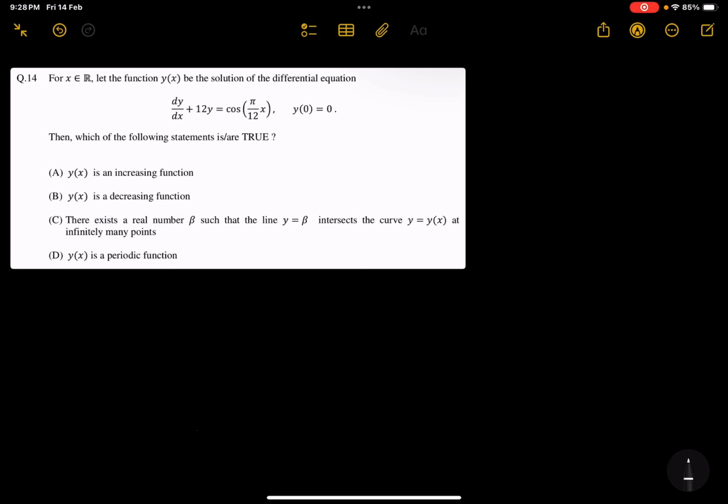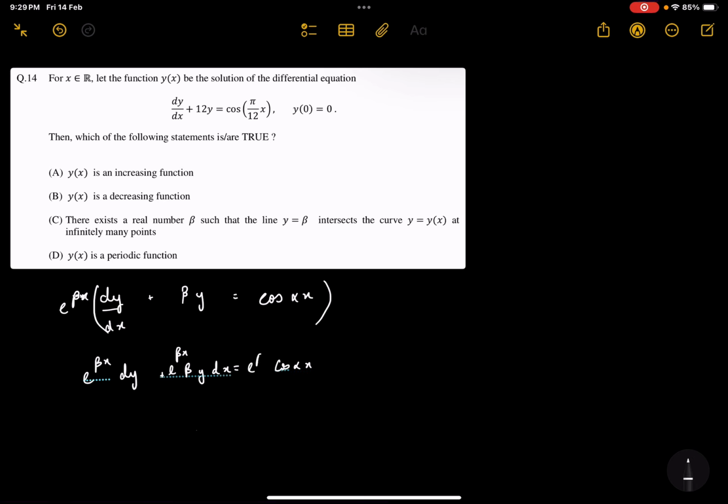For this one, what we'll do is, to start with, we'll write this as, and then we'll multiply this whole by this, which gives us e to the power beta x dy plus beta y dx equals cos alpha x dx.